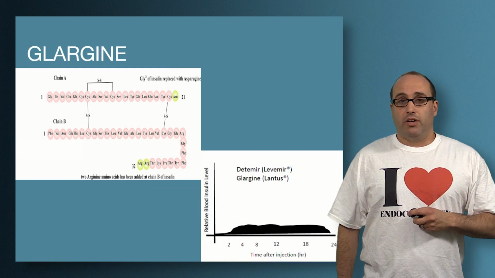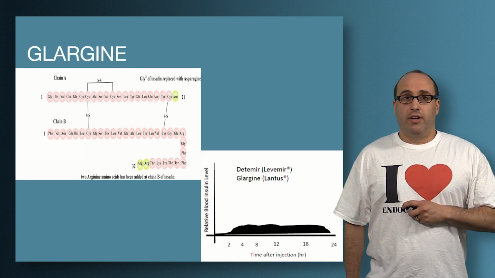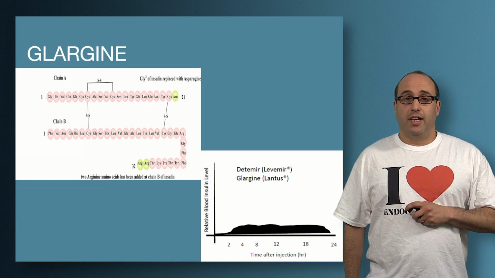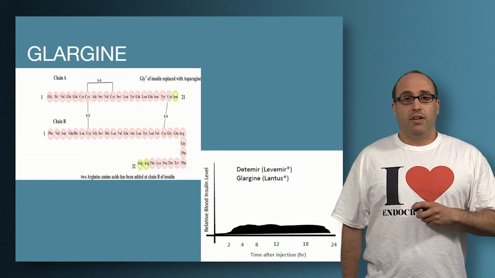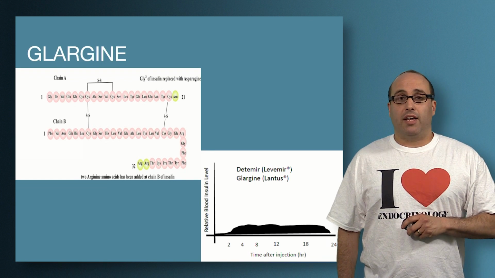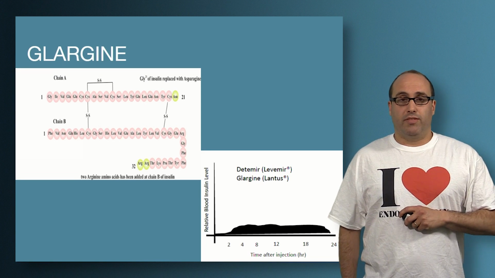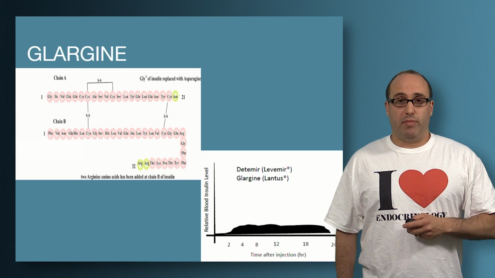This modification delays absorption of glargine from the subcutaneous tissues once it's injected and produces a long, sustained, and fairly flat effect over the course of 24 hours.